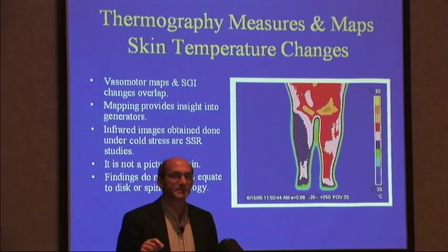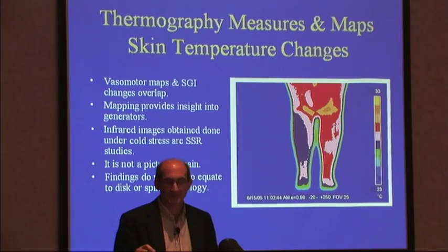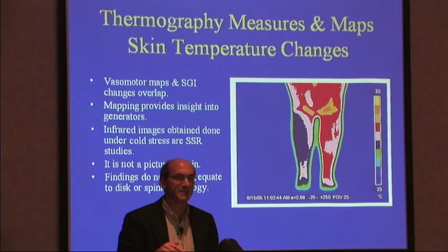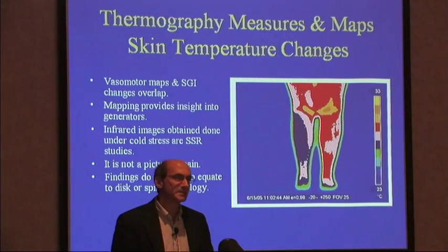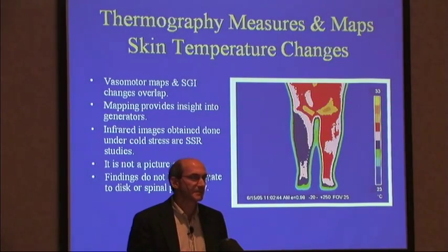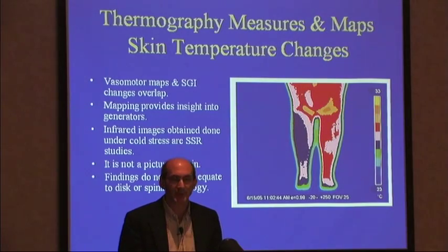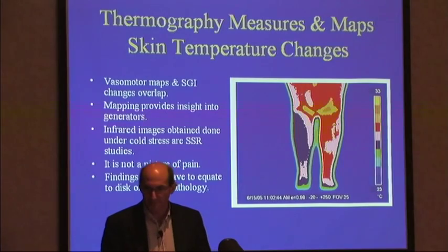And I'm going to tell you today, and we hope by the end of the day you'll understand that the mapping, the distribution of that asymmetry pattern can give you insight as to what's generating the dystrophy. We can start treating the source, not just the symptom. And if that study is done under cold stress, then in fact you're doing a sympathetic skin response study. You're challenging the autonomic nervous system.